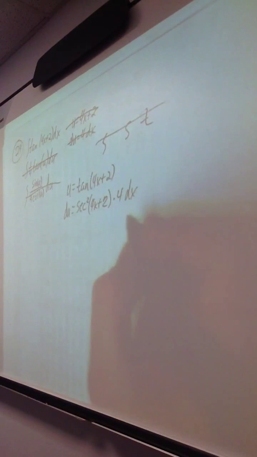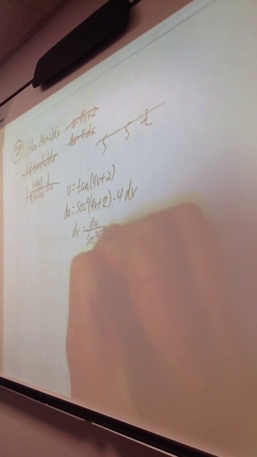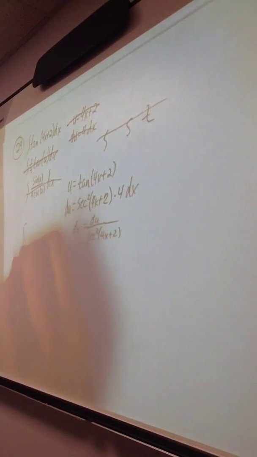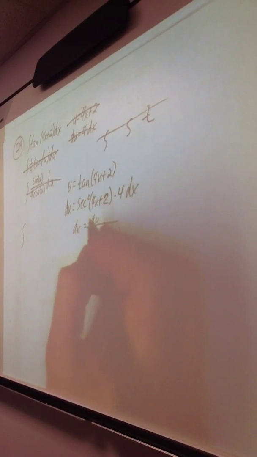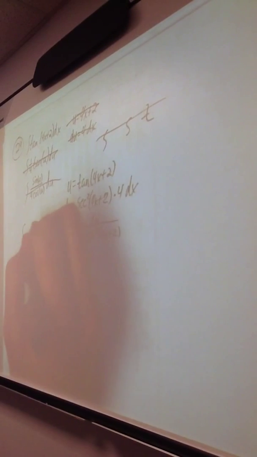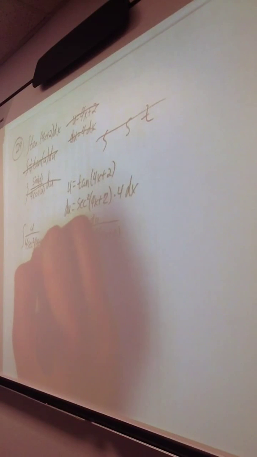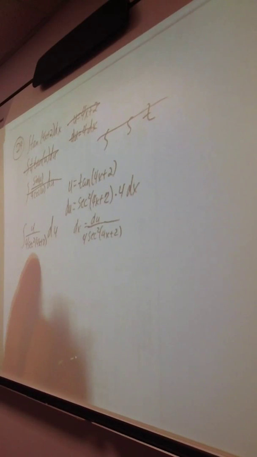I'm going to have dx equals du over secant squared of 4x plus 2 times 4. It's not going to matter because it's still going to be du over 4 secant squared of 4x plus 2. You still have an x in there. And that's really ugly. That didn't work.